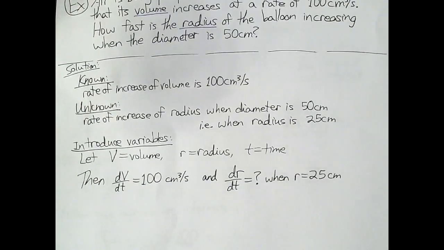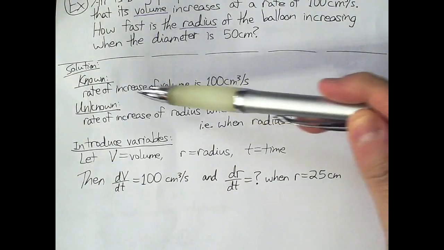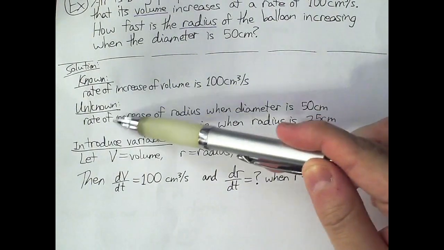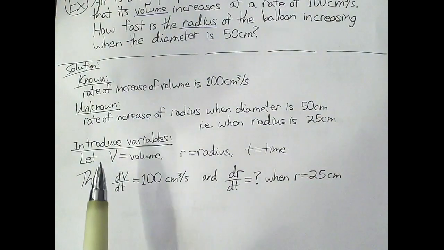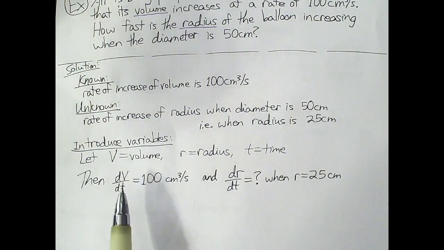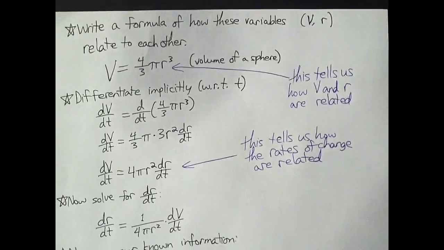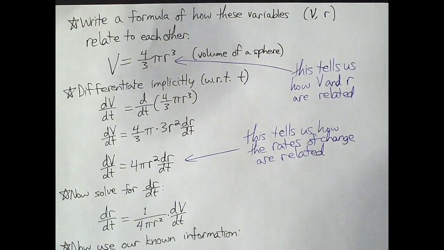And in the future, I might skip writing these parts up here. What's known, I wrote it out in words. What's unknown, I wrote it out in words. We could just skip right to the introduce variables part. So, all right, you do this kind of thing for a related rates word problem. Then the next step was write a formula of how the variables are related. This is where you use what shape is mentioned in the problem. This problem had a sphere.